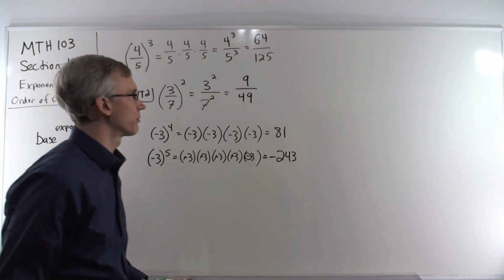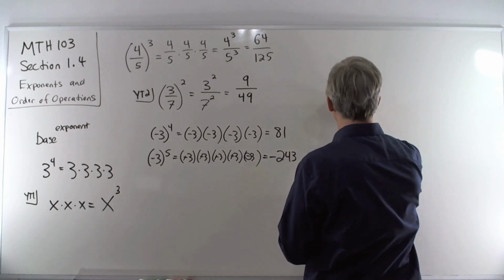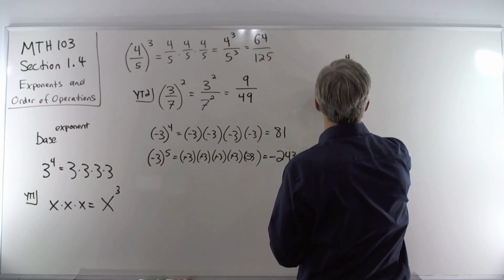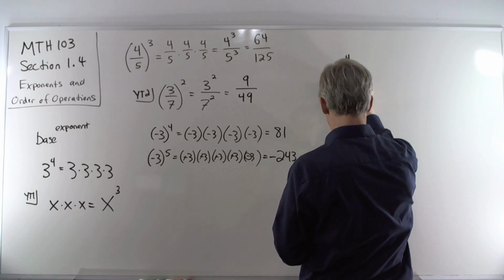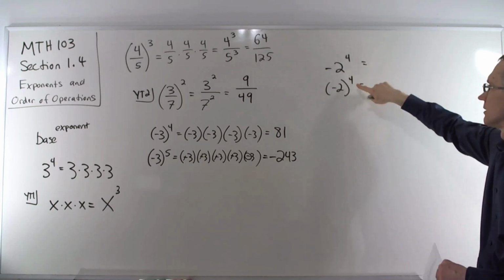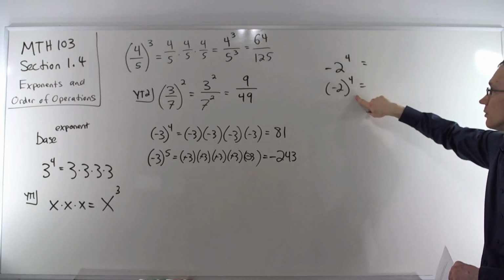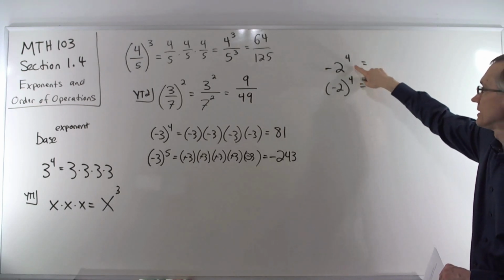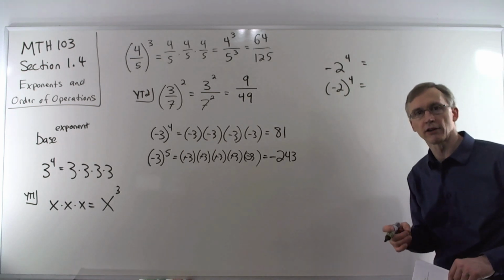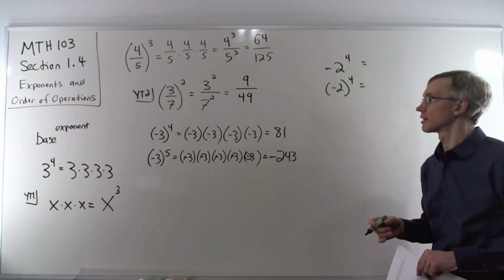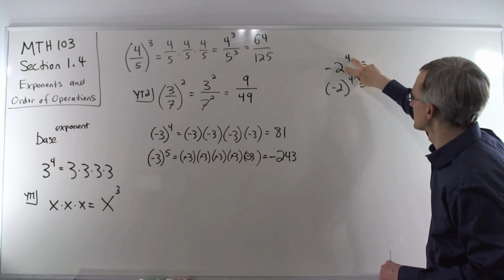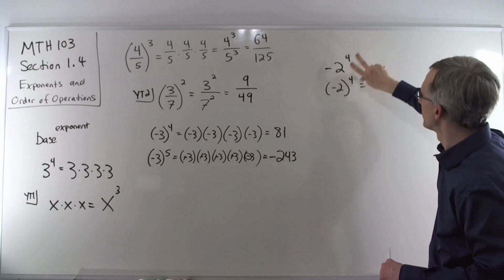Now let's compare that with this situation, where we've got one number in parentheses and one number outside of the parentheses. All right, no parentheses here, parentheses here. Two very different situations because the base is different in those two expressions. So this is where paying very close attention to the symbols is critical. The base is only the thing right next to the exponent. So that negative has nothing to do with the exponent here.